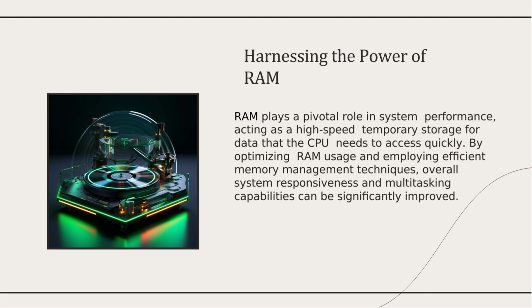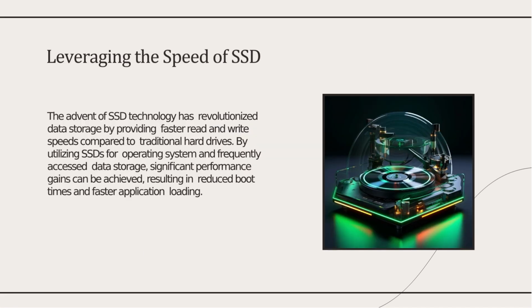So let's move to the first one: harnessing the power of RAM. RAM plays a pivotal role in system performance, acting as a high-speed temporary storage for data that the CPU needs to access quickly. By optimizing RAM usage and employing efficient memory management techniques, overall system responsiveness and multitasking capabilities can be significantly improved.